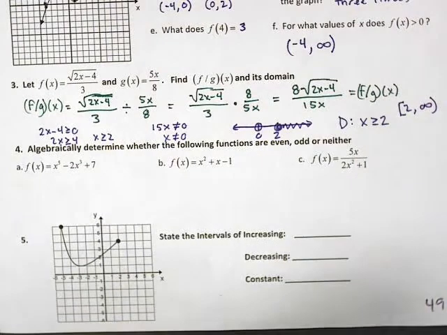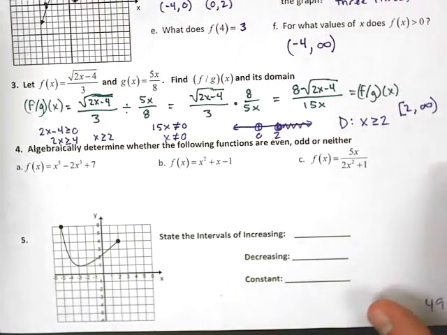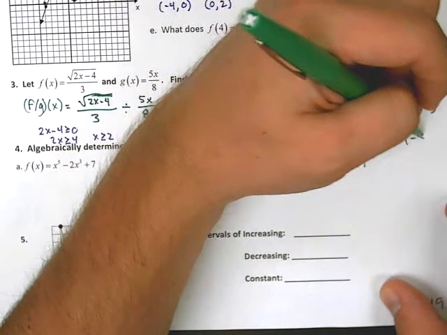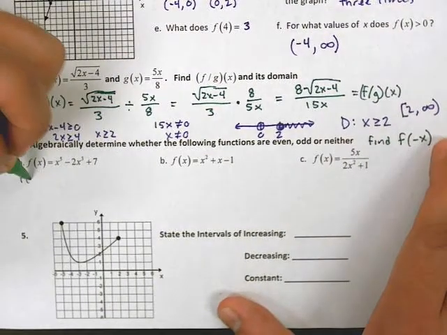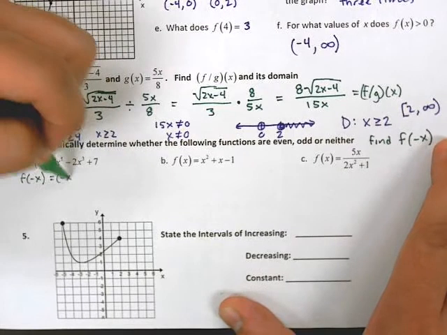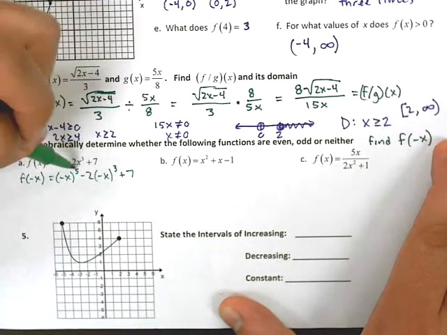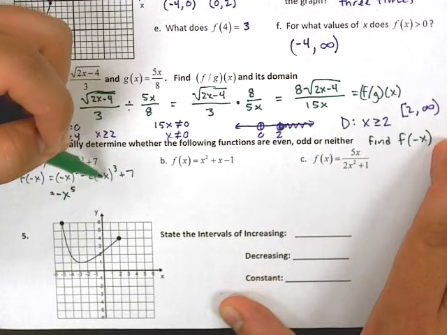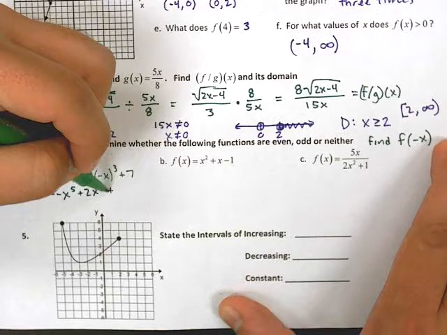Alright, now, algebraically determine whether the following functions are even, odd, or neither. What you have to do here, always, is find f of negative x. Okay, we're going to find f of negative x. So, f of negative x here, and then I plug in negative x to the 5th minus 2 negative x cubed plus 7. Well, this is going to go to negative, so negative x to the 5th. This will be negative x cubed times a negative 2 will be positive 2x cubed plus 7.